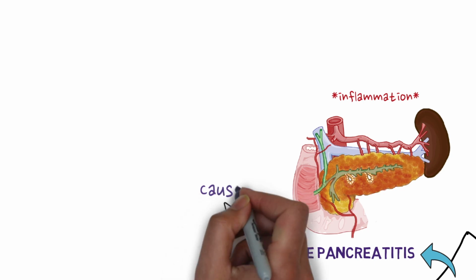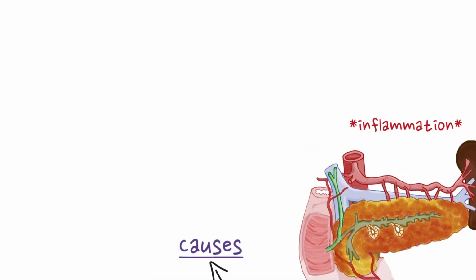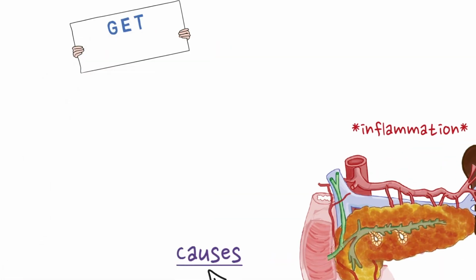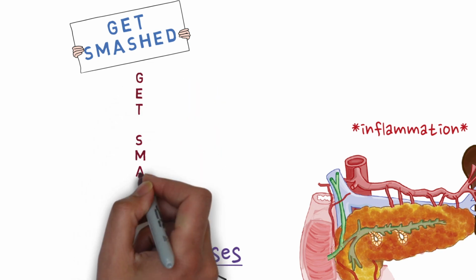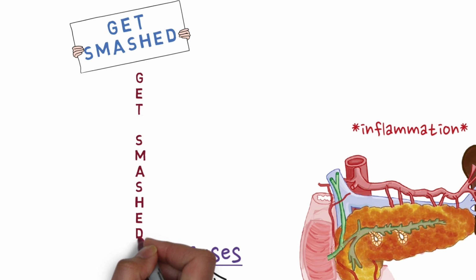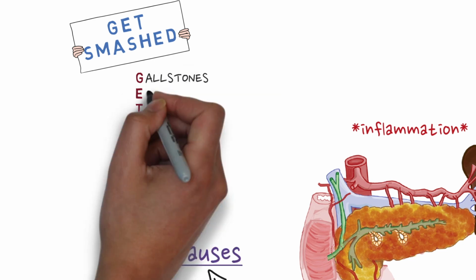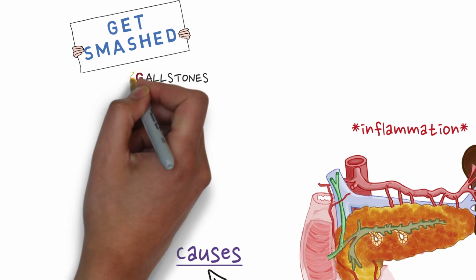There are numerous causes of acute pancreatitis, which can be easily remembered by the mnemonic "get smashed." The first two letters stand for the two most common causes of acute pancreatitis, and thus are the most important ones to remember. They are gallstones and ethanol, or alcohol.